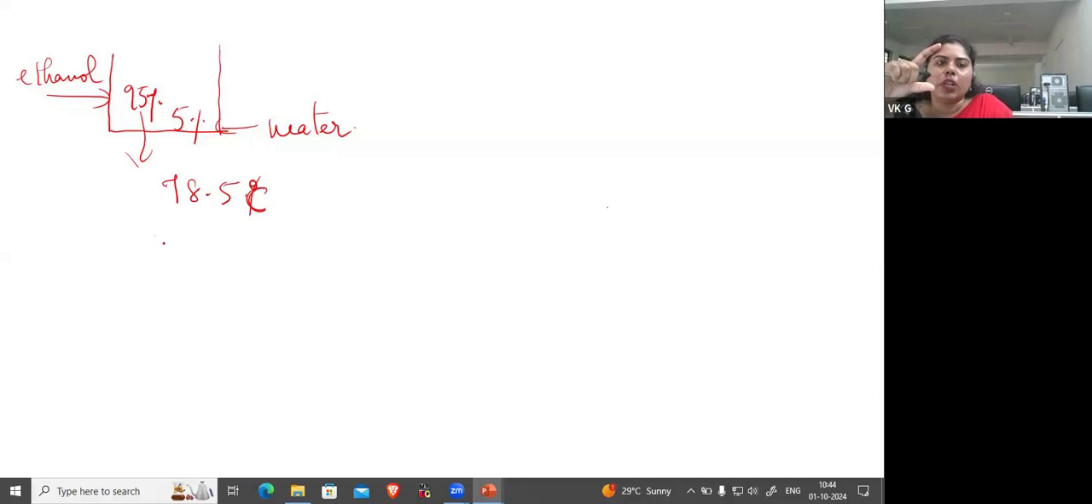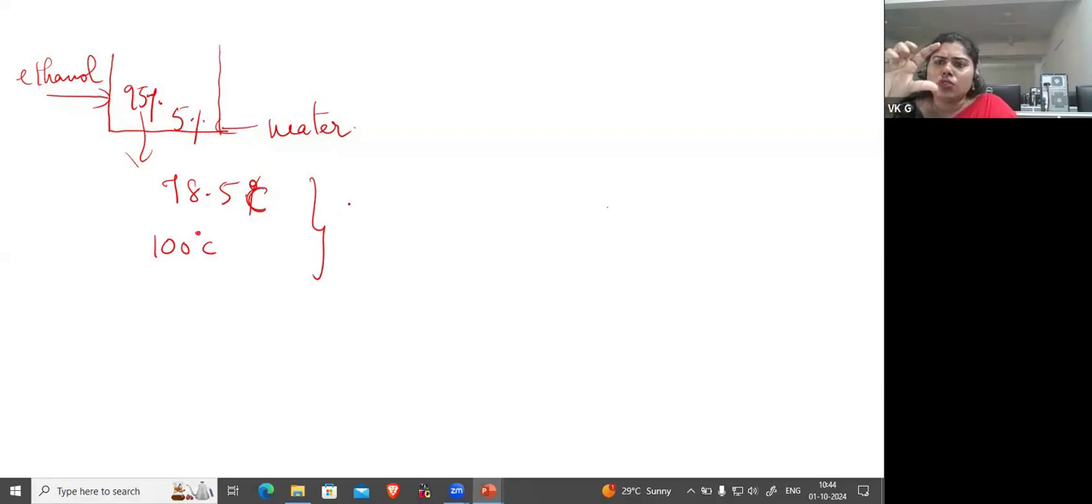Okay, water's boiling point, of course, you know, that is 100 degrees Celsius. If I add these two, I'm expecting that, you know, somewhere I need to get a higher boiling point, because 100 degrees Celsius plus 78 degrees Celsius, I need to get a large value, right?